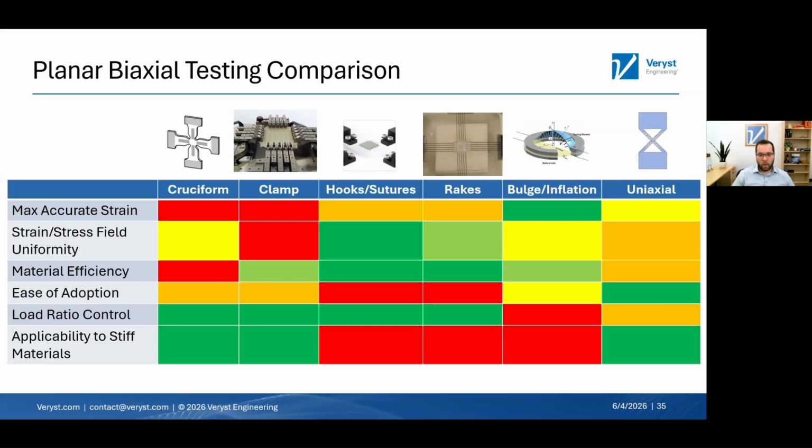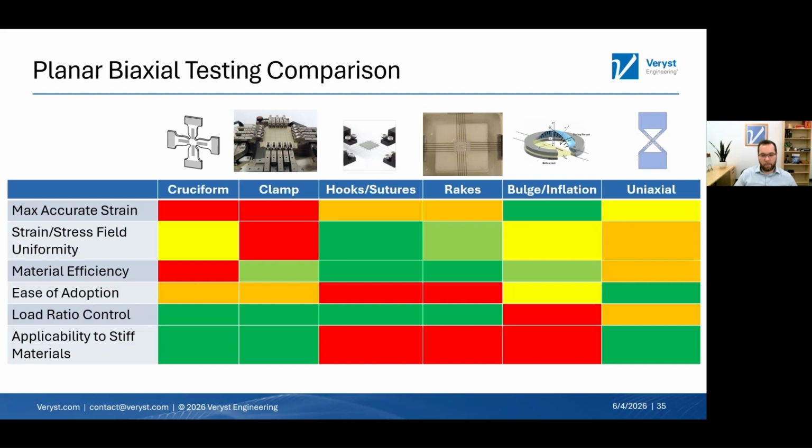Hooks and sutures and rakes are probably the best for this by quite a margin. You can test really quite small samples. I've tested 5mm squares using this method on the rake system. Bulge inflation can be pretty good depending on what your setup is. If you can get a small enough ring and you can still create that dome appropriately, then bulge inflation works very well.